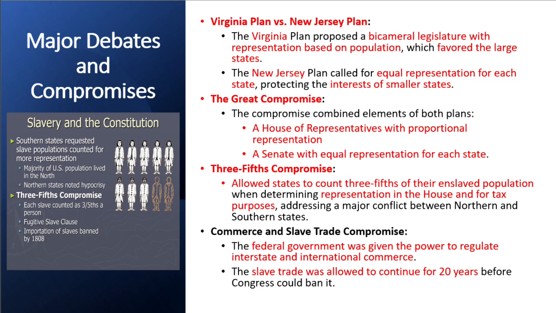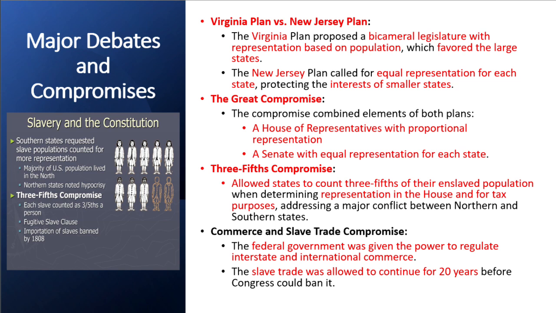So each slave would be counted as 3/5 of a person. Wow. Both for representation in the House and for determining taxation. It's hard to believe that they actually agreed to something like that. It's a dark part of our history. Yeah, it allowed for the creation of a unified nation, but it also perpetuated a horrific system. Set the stage for future conflict. It's a stark reminder of the complexity of this era and the legacy that we're still grappling with today.